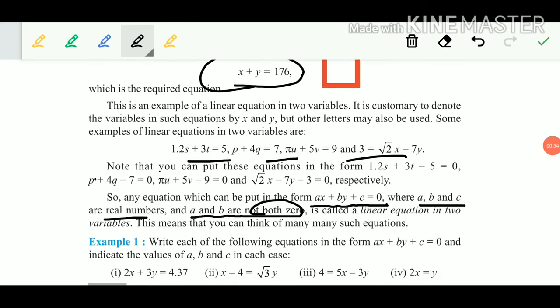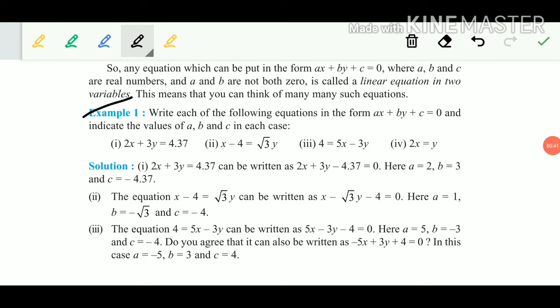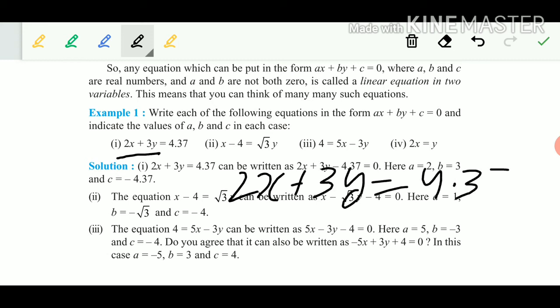Now we will discuss example number 1. In example number 1, you have to write the equation in the form of ax plus by plus c is equals to 0 and indicate the values of a, b and c. Equations are given. First equation is 2x plus 3y is equals to 4.37.